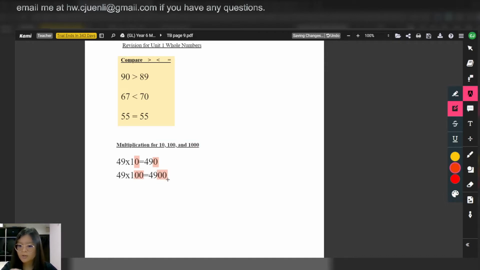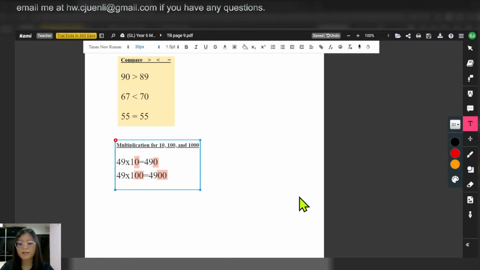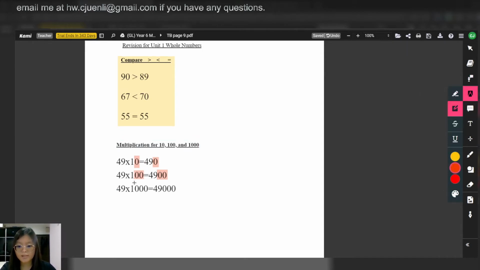So all you need to do for multiplication by 10, 100, or even 1000 is just add the zeros to the back of it. So 49 times 1000, you get 49,000, because we're just going to add those 3 zeros to it. So this is the simple part for this multiplication, right?